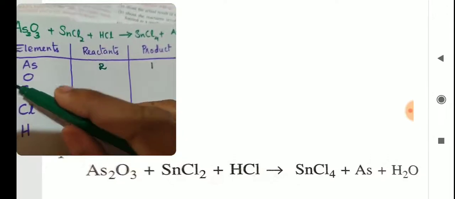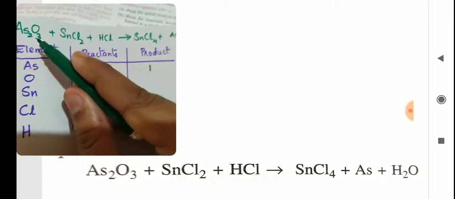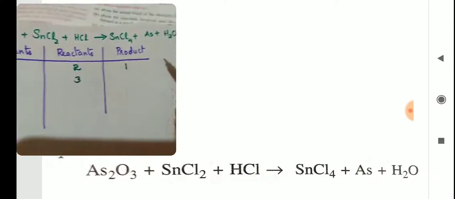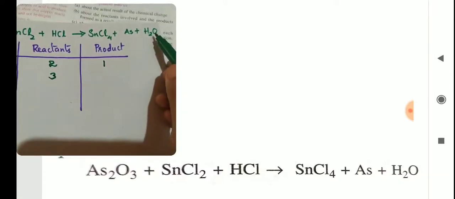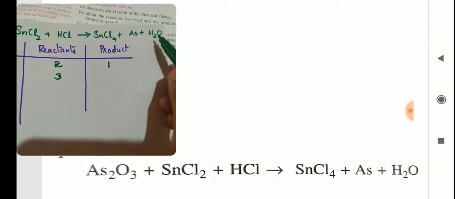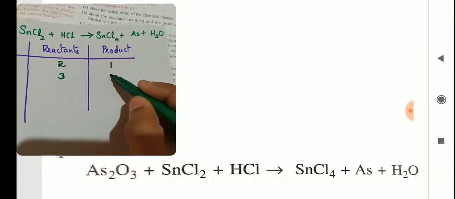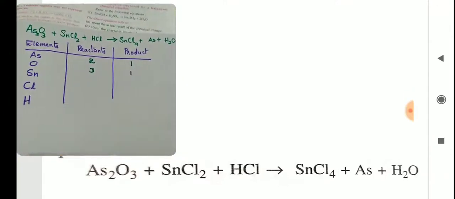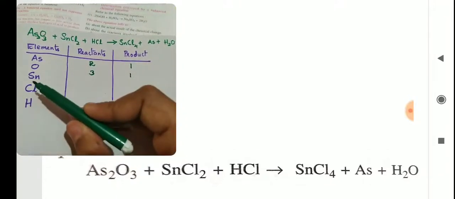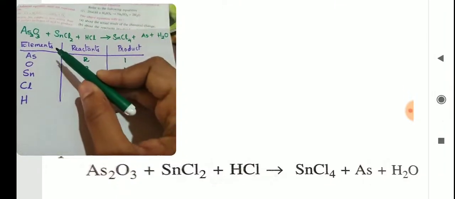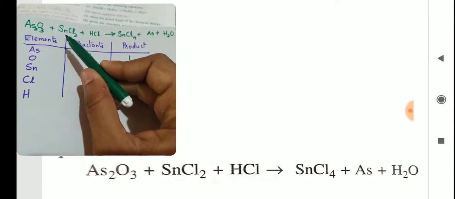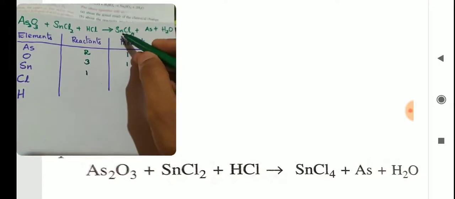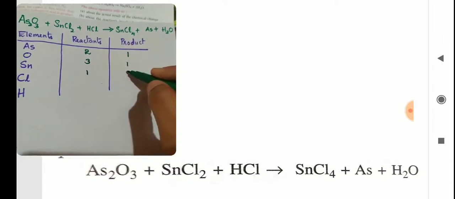Then next, oxygen. How many oxygen atoms are there? 3 oxygen in the reactant side, and how many in the product side? 1, only in 1 water, right? Only 1 oxygen in the product side. Okay, then next one. How many tin atoms? Sn means tin. How many Sn atoms are there? Only 1 atom in the reactant side, and only 1 atom in the product side also.